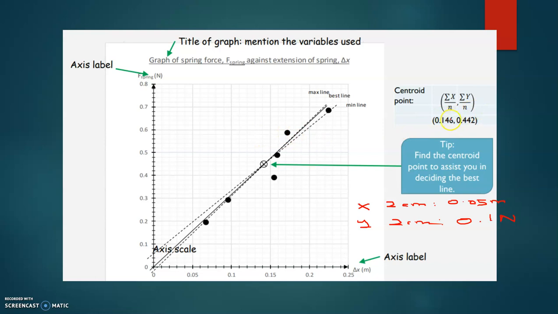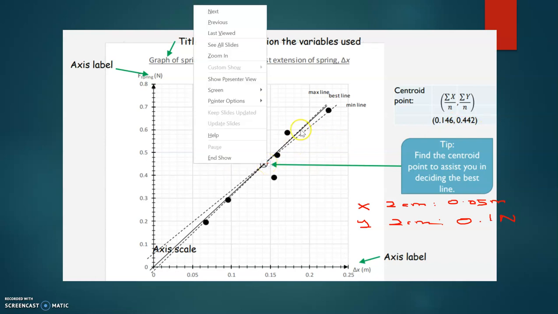And then the value of the centroid at point y is equal to 0.442. So this point is the central point. The lines must intercept at the central point. Therefore, you can draw the maximum line, the best line, and also the minimum line.